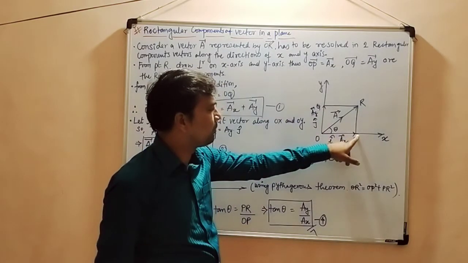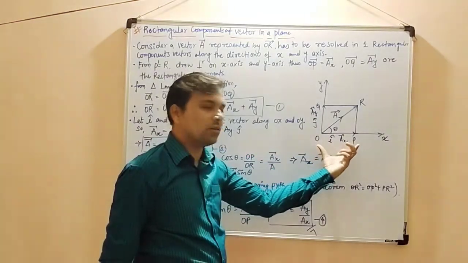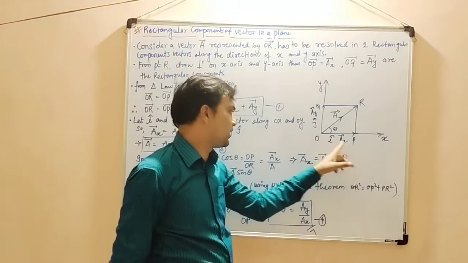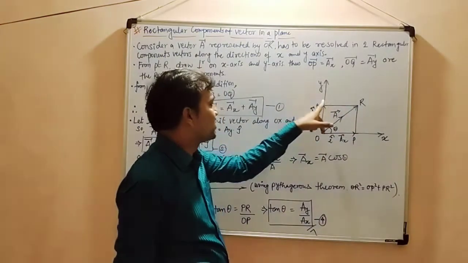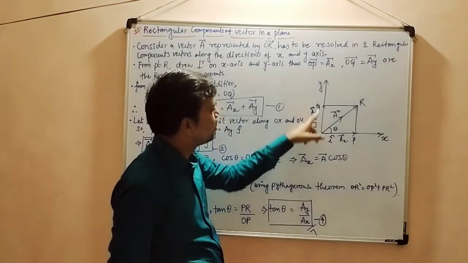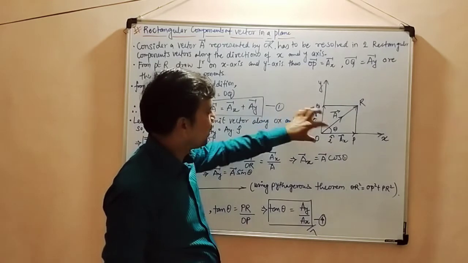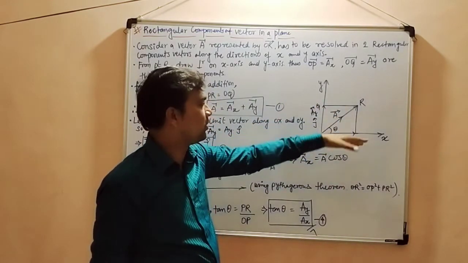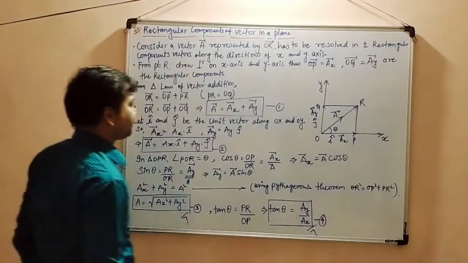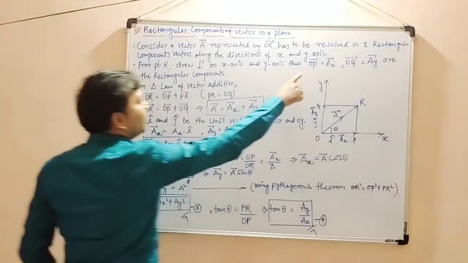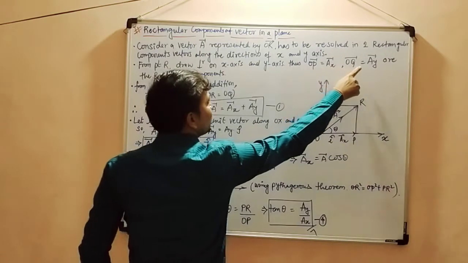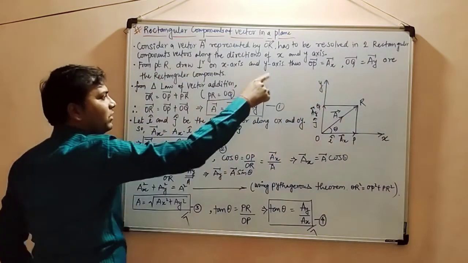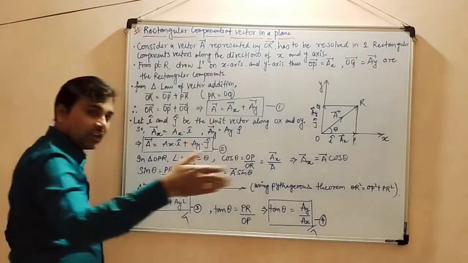The distance OP along the x axis is vector AX, and the point where the perpendicular from R meets the y axis is Q, and the distance from O to Q is vector AY. So AX and AY are obtained by the perpendiculars drawn through R. So OP equals AX and OQ equals AY are the rectangular components. Now we have to find the other values of AX and AY.